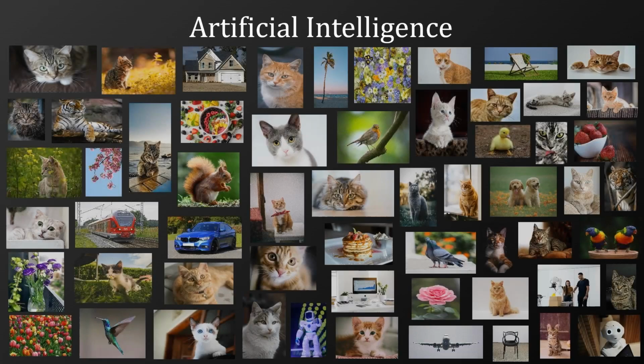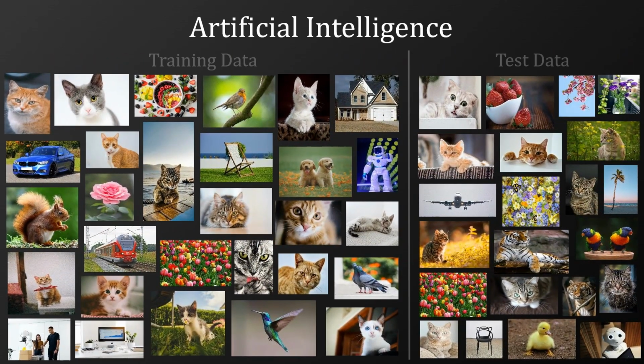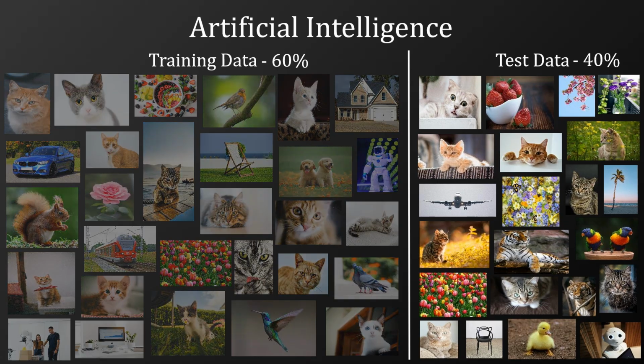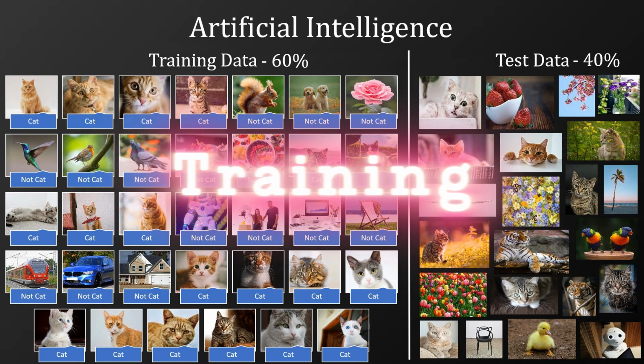At first, the entire data, which in this case is images, is divided into two sets: training data and test data. Usually 60% of data is used as training data and the remaining 40% as test data. Training data is already classified, meaning it has the correct labels attached. In our example, each picture is labeled as either cat or not a cat. The AI system uses this data to learn patterns and rules to identify a cat. This process is called training.